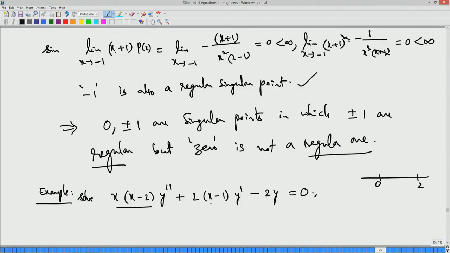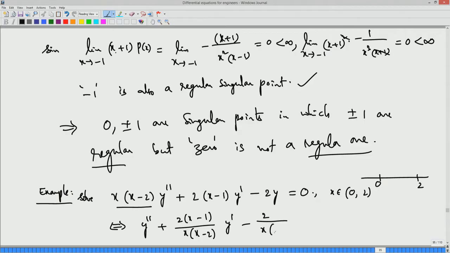So, you divide it. This is equivalent to, for x in 0 comma 2, y double dash plus 2 x minus 1 by x into x minus 2 y dash minus 2 divided by x into x minus 2 y equal to 0. Clearly this is p and this is q, and these have power series within this domain 0 to 2. So 0 and 2 are the singular points.